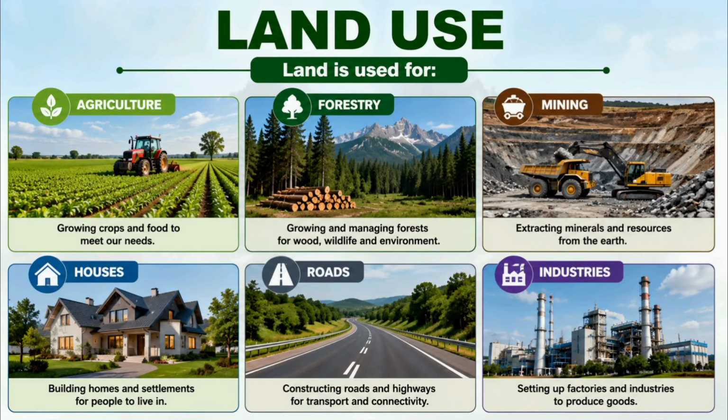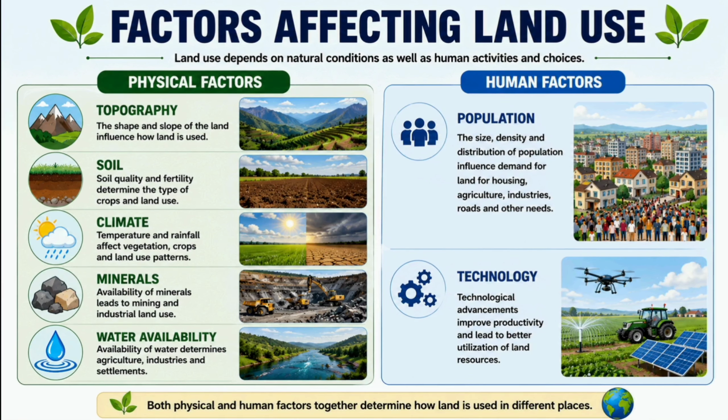Houses, building homes and settlements for people to live in. Roads, connecting roads and highways for transport and connectivity. Industries, setting up factories and industries to produce goods. Factors affecting land use. Land use depends on natural conditions as well as human activities and choices.